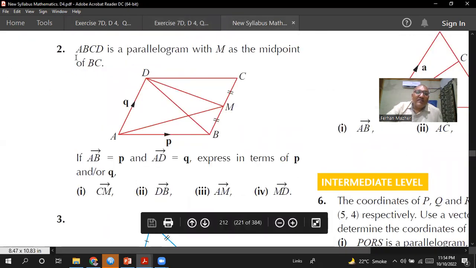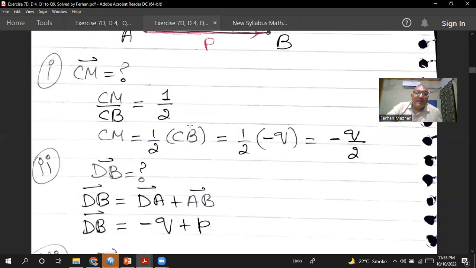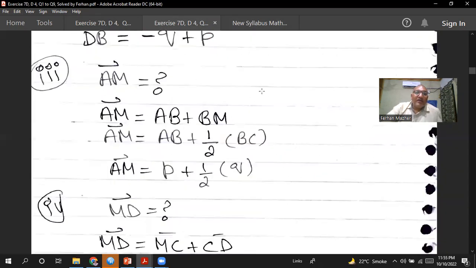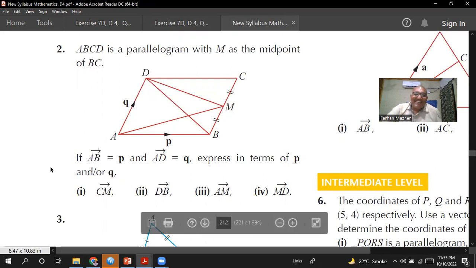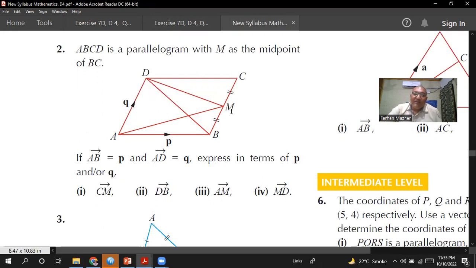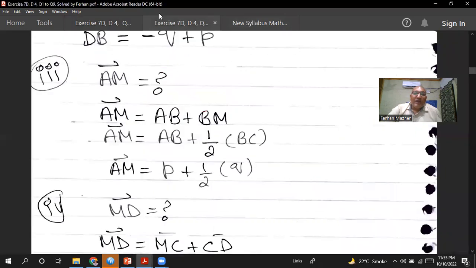Then their question is, what is the value of AM? Okay, if you want to find the AM, go from A to B, B to M. We call it bypass. So if you want to go from A to M, you go from A to B, I know this value, and you go from B to M, I also know this value. So very simple. AM will be equal to AB plus BM, and BM is half of the BC.